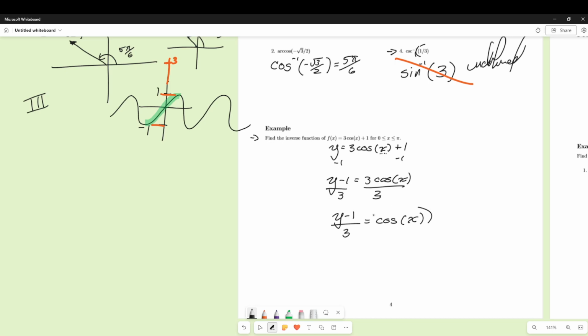Y minus 1 over 3 equals the cosine of x. And as soon as we have that cosine isolated, we can take the cosine inverse of both sides. We have to be careful. This has to be within that restriction from 0 to pi for this cosine inverse of cosine to give us x. But since we're told it's within that range, cosine inverse of cosine of x gives us x. They undo each other, leaving us with the cosine inverse of y minus 1 over 3. That's the inverse function.